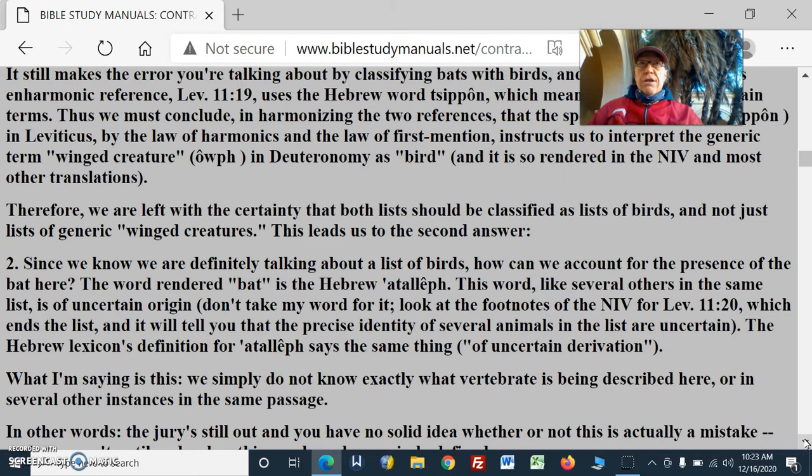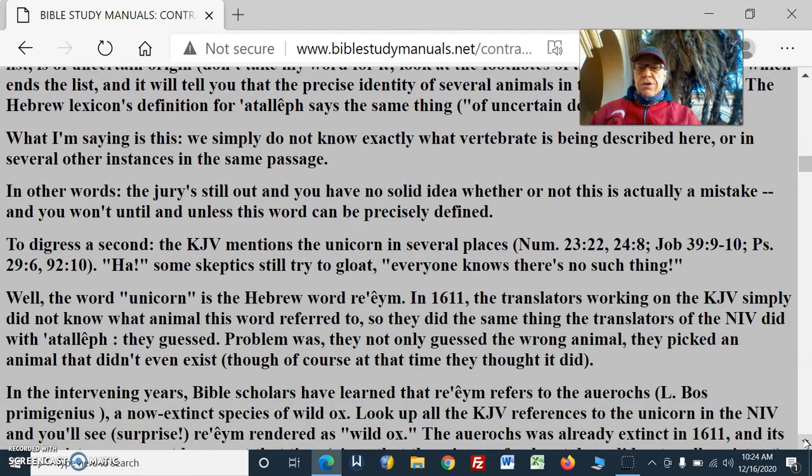So the translators, not knowing, make up what they can do. Well, that's not the problem with the original text. The Hebrew lexicon's definition for atallêph says the same thing, of uncertain derivation. What I'm saying is this: we simply do not know exactly what vertebrate is being described here, or in several other instances in the same passage. In other words, the jury's still out, and you have no solid idea whether or not this is actually a mistake. And you won't unless the word can be precisely defined.